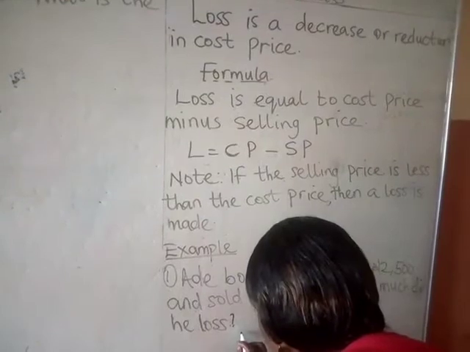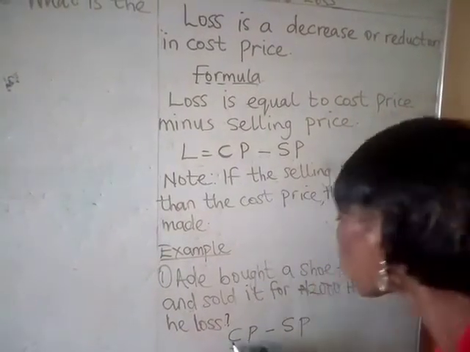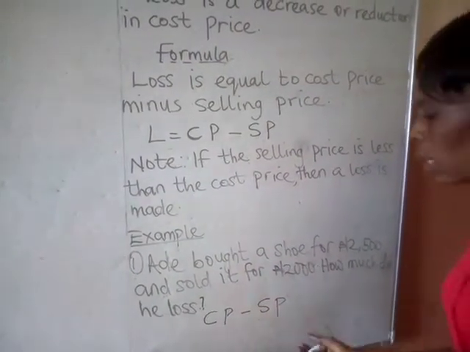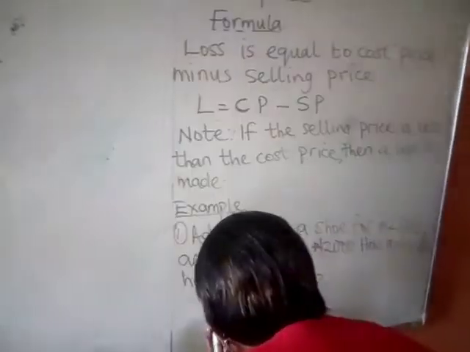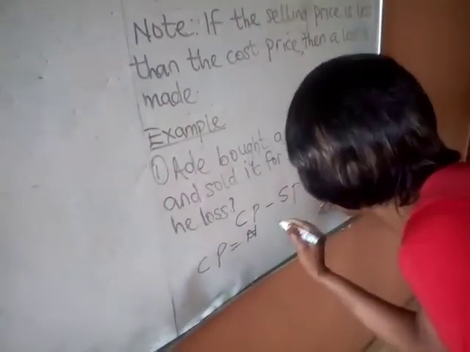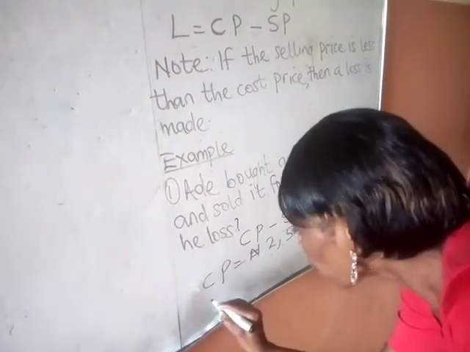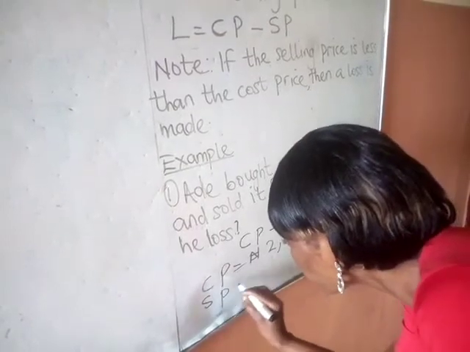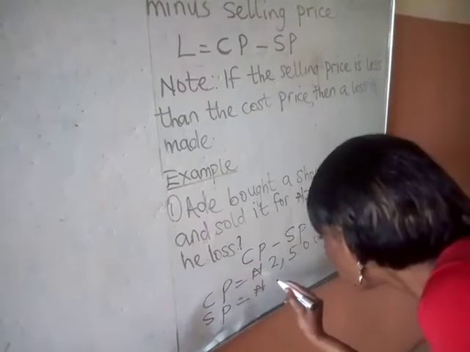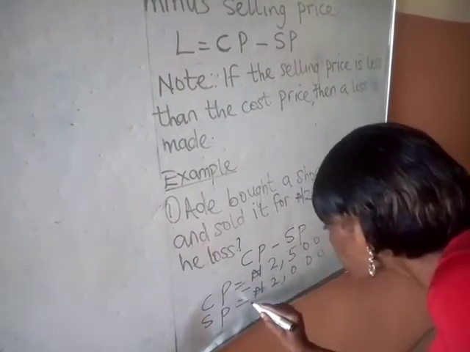2,500 naira. Let's look at the formula first. Cost price minus selling price. We know that our CP means cost price, and our SP means selling price. Now let's solve. We have our CP. Cost price is equal to 2,500 naira. And our SP, which is the selling price, is equal to what? How much did you sell the shoe? 2,000 naira. Now we'll put our subtraction sign.